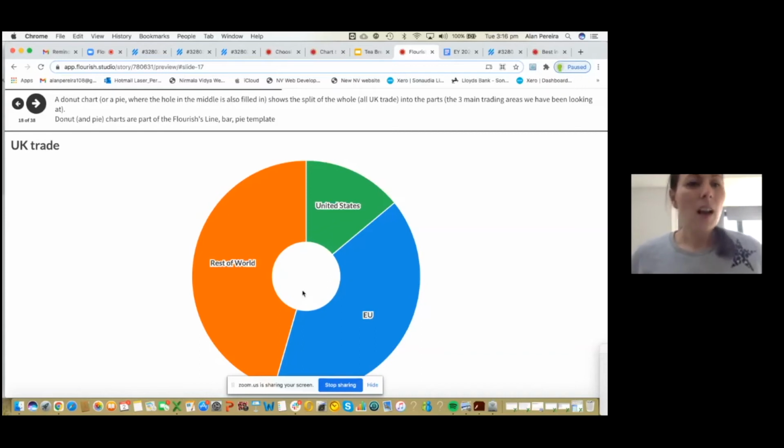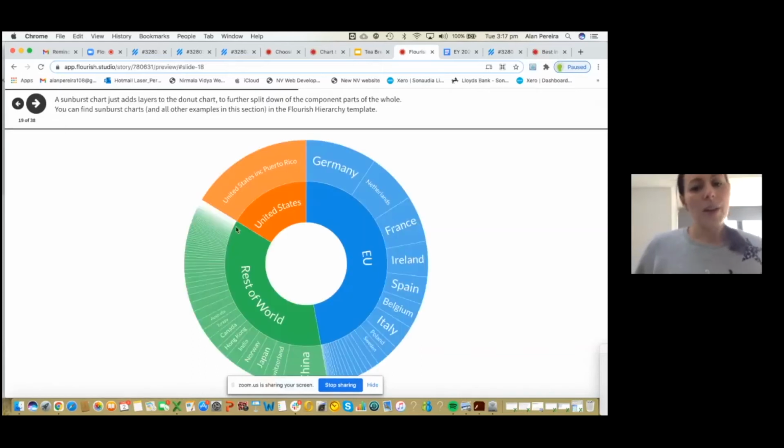So here you can see you don't get an idea of the total size of UK trade, but you get a much better idea of how it's split. So that's this part to whole relationship, so all UK trade and how it's split between these three groups of trading partners. And then one step on for a donut chart is what we call a sunburst chart, which is basically a donut with another layer. And you can have multiple layers, as you keep breaking down the composition of each part of the split.